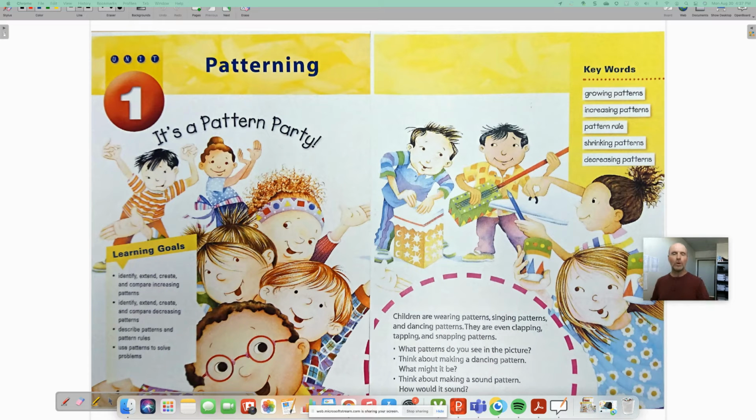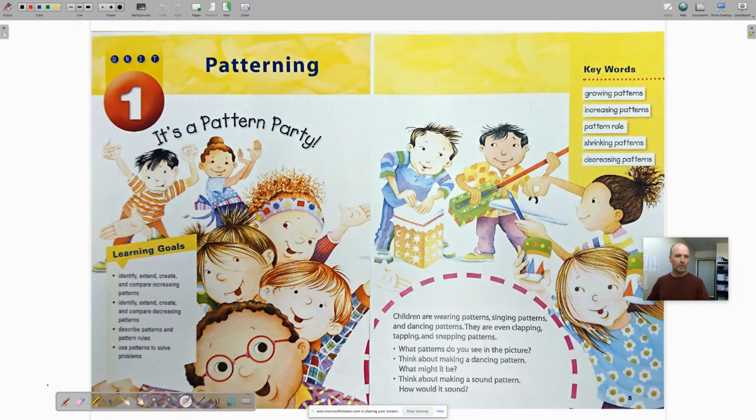Hi there. I'm going to talk to you a little bit about patterning. And first, I'm just going to grab my highlighter.